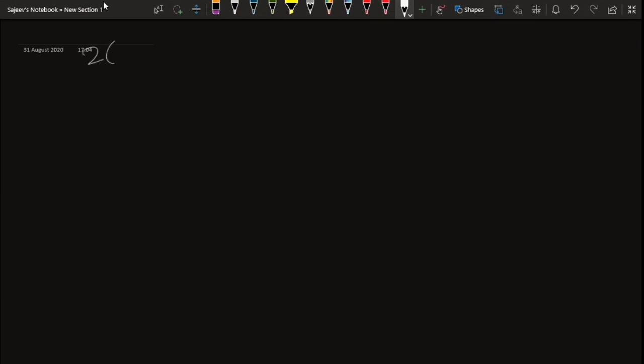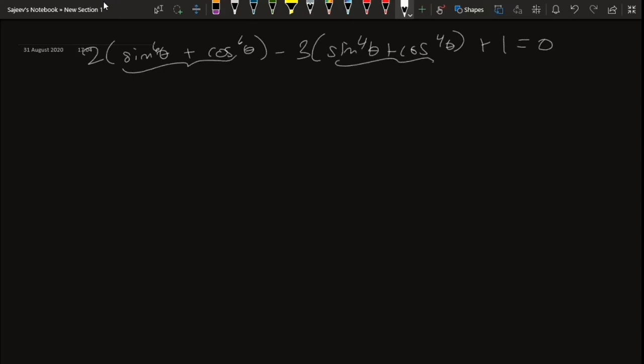Next question, we need to prove that 2 into sin power 6 theta plus cos power 6 theta minus 3 into sin power 4 theta plus cos power 4 theta plus 1 is 0. Great. Now I don't know what sin power 6 theta plus cos power 6 theta is, or sin power 4 theta plus cos power 4 theta is. So let me find a relation or an identity for that from what we know.